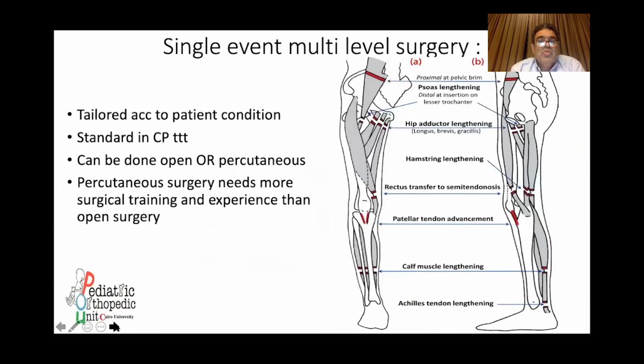Of course, there is no one operation for all CP children. There is nothing standard in CP surgery. Every patient needs an operation tailored to what he needs. The operation could be done either through an open technique or a percutaneous technique. However, you should know that the percutaneous technique needs to be done by a very well-trained orthopedic surgeon, and it needs long-lasting experience to do it percutaneously.